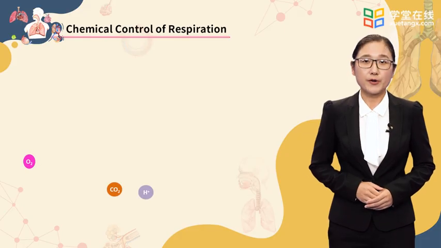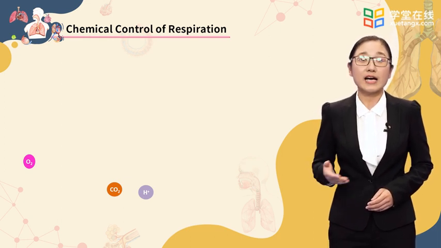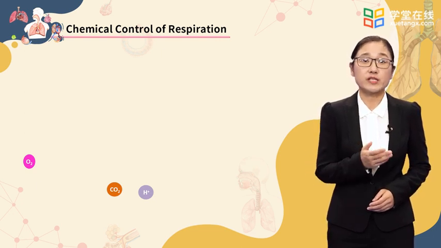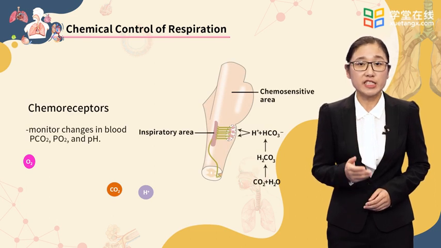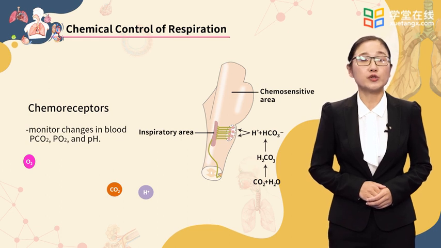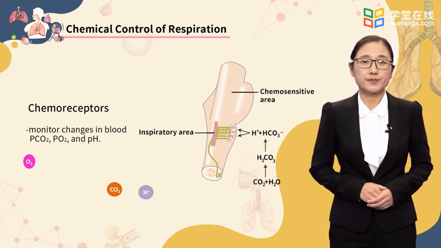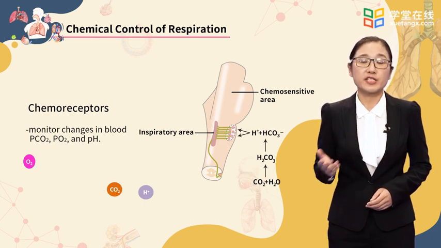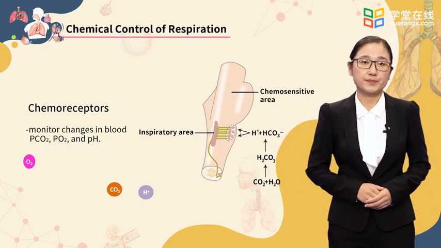The purpose of respiration is to maintain proper concentration of O2 and CO2, as well as pH in blood. The respiratory center is responsible for inspiration and expiration, but the intensity of breathing is changed according to your body's needs. The most important contributor here is chemical control that works through chemoreceptors to monitor the changes in blood, such as CO2, O2 concentration, and pH.